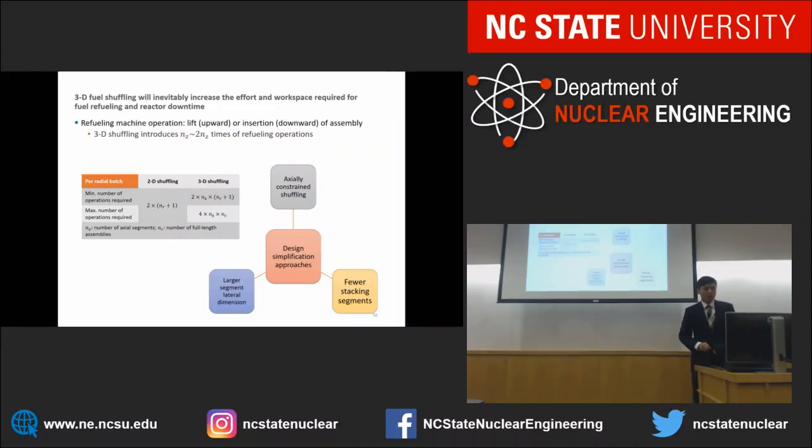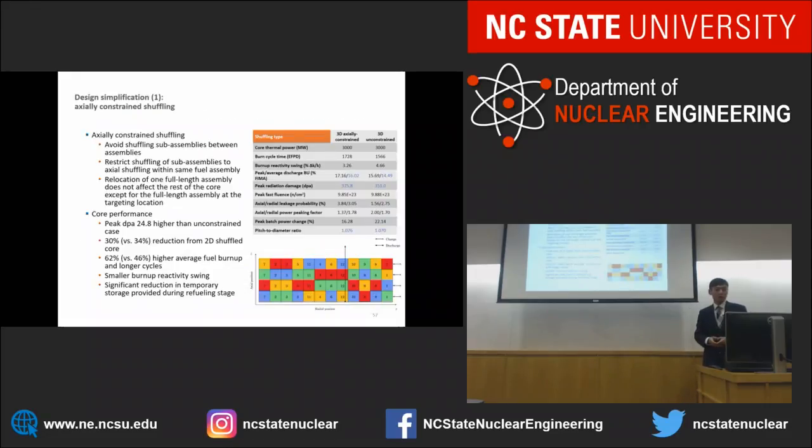A few things we tried: we tried axially constrained shuffling, which means you take one assembly with 4 segments away, then you put them all at the same radial location instead of putting them in different radial locations, but in different axial order. That could simplify your shuffling scheme. Then we consider fewer stacking segments. We reduce from 4 to 3 to even 2, right? And then we consider a larger segment lateral dimension so you can have fewer fuel assemblies with the same core volume. So I can show you something very quickly.